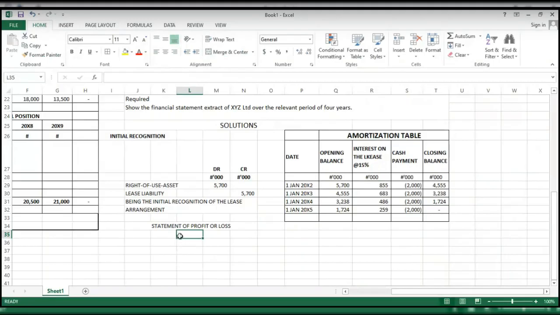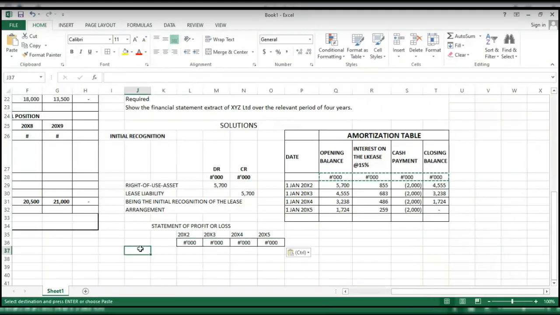So the only figures for the years we are having here, 20x2, 20x3, 20x4, 20x5. Those are the 4 years we are working on. So let me just copy the naira sign that we need for the 4 years and put it here.